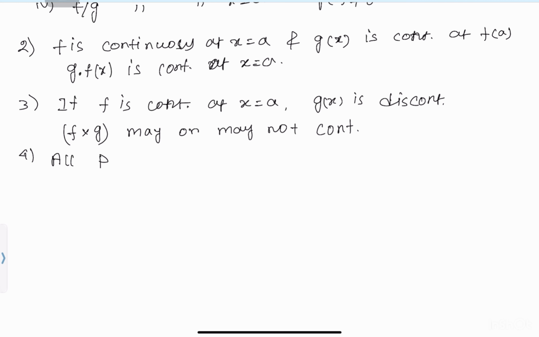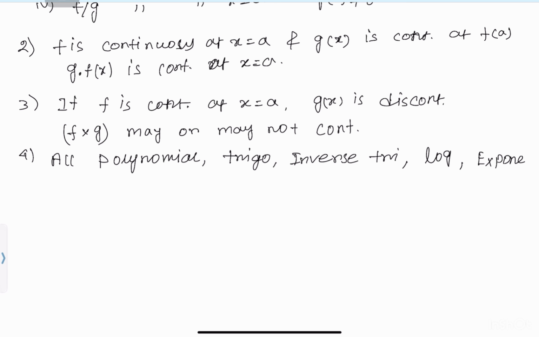All polynomial functions are continuous, all trigonometric functions and inverse trigonometric functions, and logarithmic functions, and exponential functions are all called continuous functions. Clear?